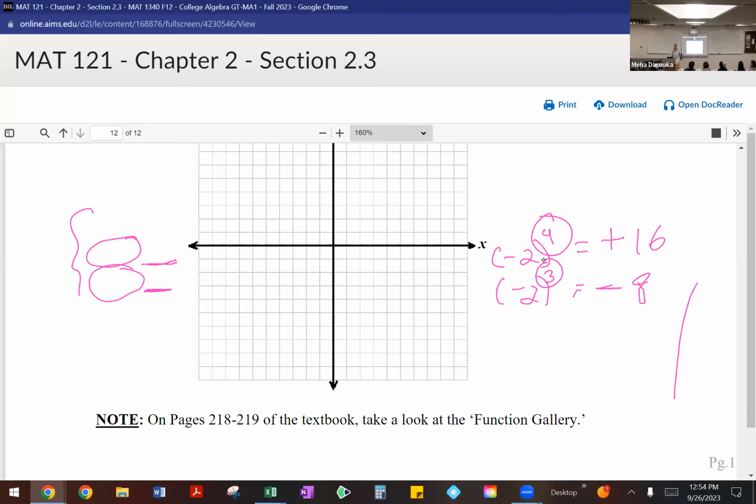Okay? Those of you who have not started on your homework, this is a good place to start. We're at 2.3 now. You have 2.5 sections of homework to do. Let's not fall behind, okay?